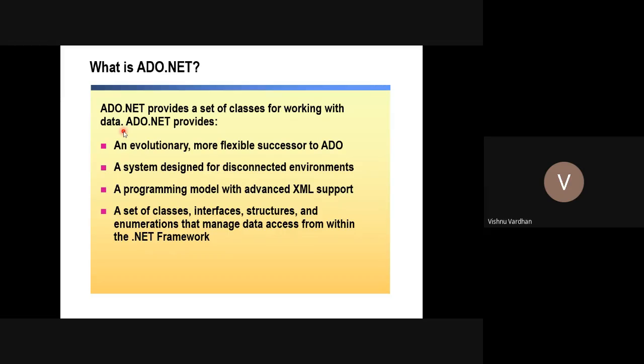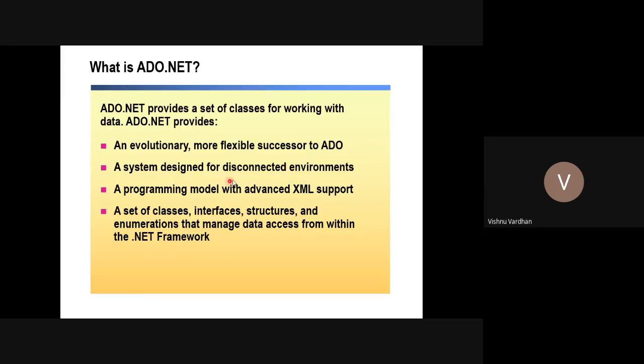Okay, so it's an evolutionary, more flexible successor to the ADO. So previously that technique was there, which is called ActiveX Data Object. So the meaning of ADO is ActiveX Data Object. Now in the .NET, it was again taken from the object-oriented paradigm. So that's why it is written exclusively with the C# structure. So ADO.NET is offering the same ADO, but in a fully object-oriented compliant manner.